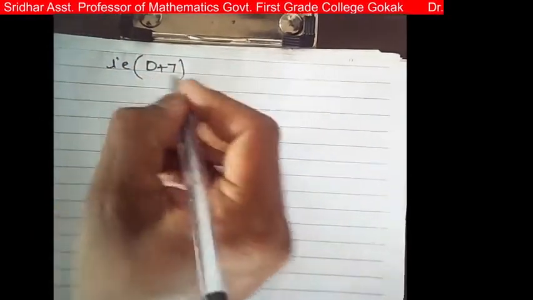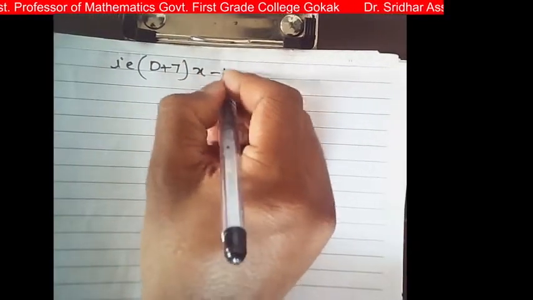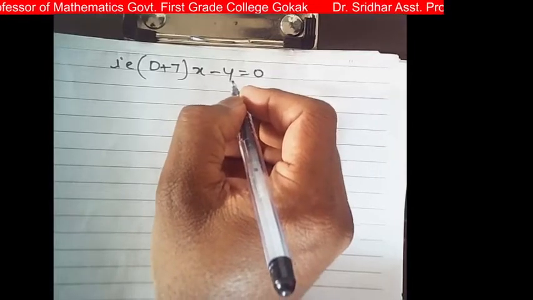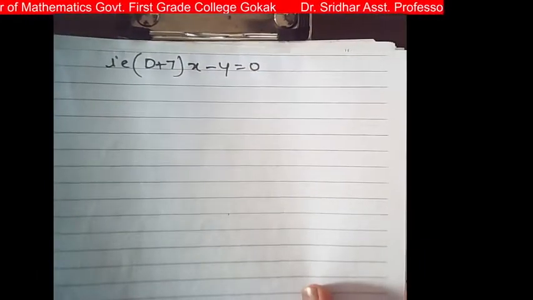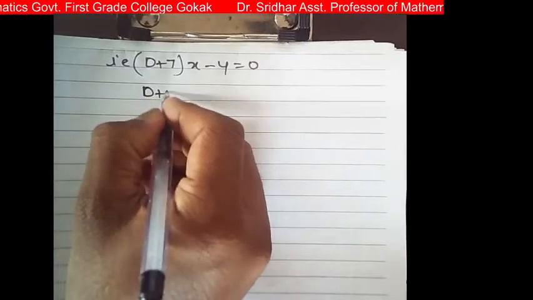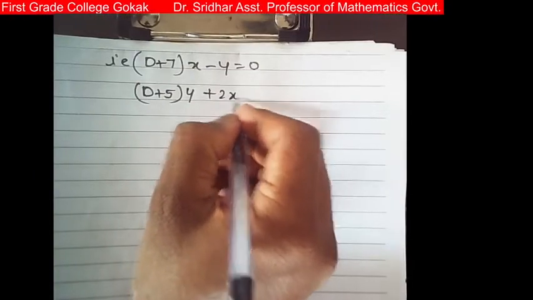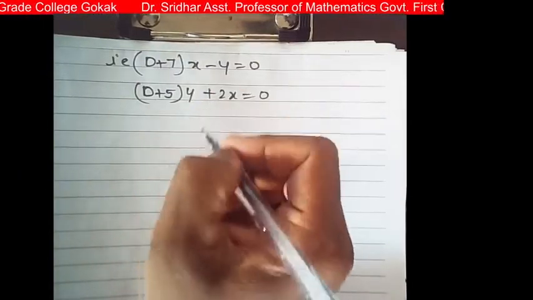So we got two equations, that is (D plus 7) into x minus y equal to 0. Okay, equal to 0. So then (D plus 5) into y then plus 2x equal to 0. These two equations we got now.